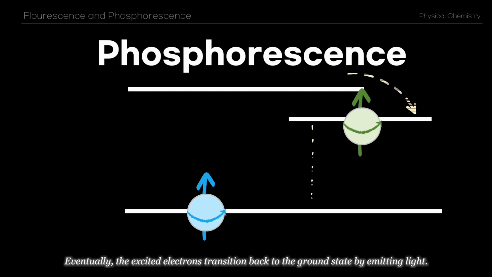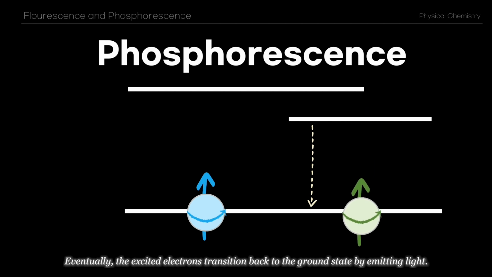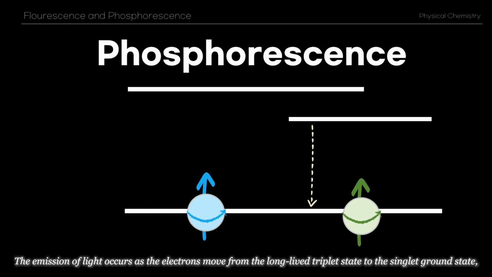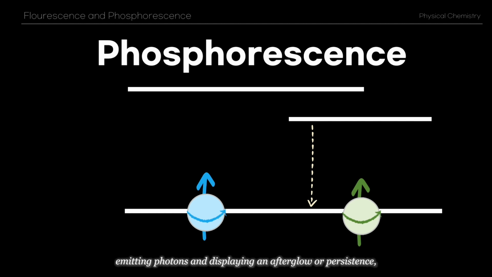Eventually, the excited electrons transition back to the ground state by emitting light. However, this transition is relatively slower than in fluorescence due to the selection rules associated with the triplet state. This delayed emission characterizes phosphorescence. The emission of light occurs as the electrons move from the long-lived triplet state to the singlet ground state, emitting photons and displaying an afterglow or persistence, which distinguishes phosphorescence from fluorescence.